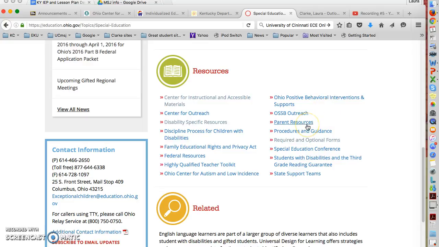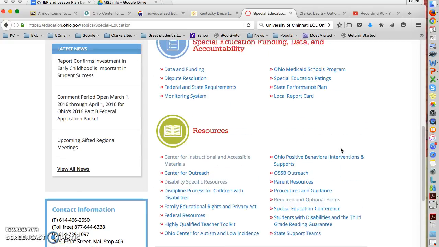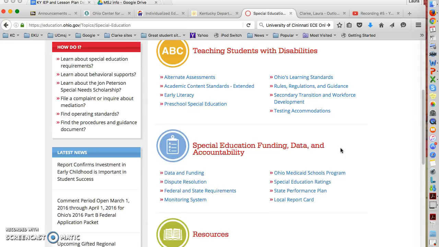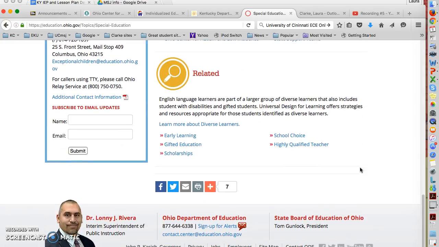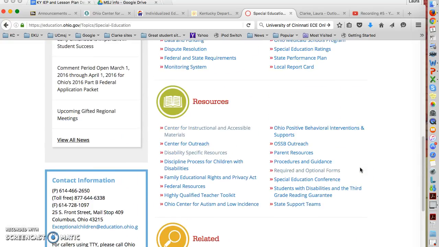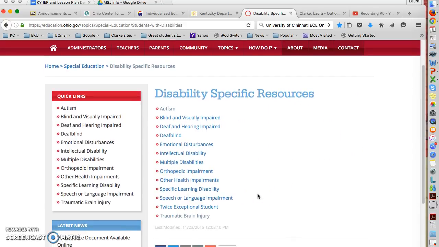Yeah, I've got parents that need some great resources. I don't feel like I'm quite up to date on what I need to do for students who have a specific area of deficit. Oh, there it is, the disability specific resources. If I've got a student that has a visual impairment and I'm just not sure what resources are out there, the ODE has already pulled those aside for you.